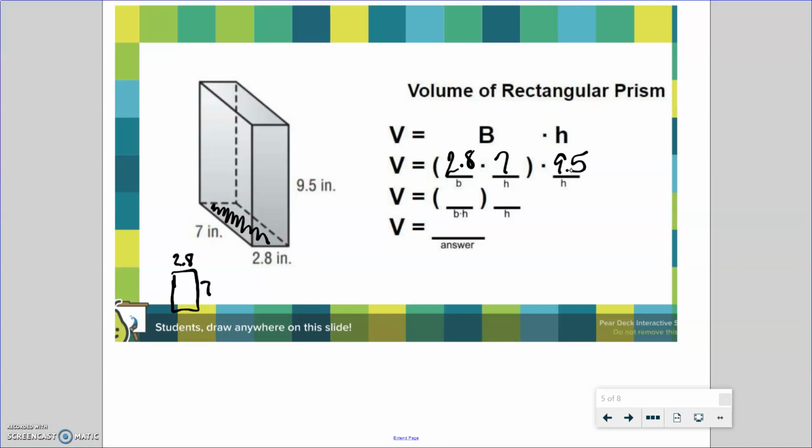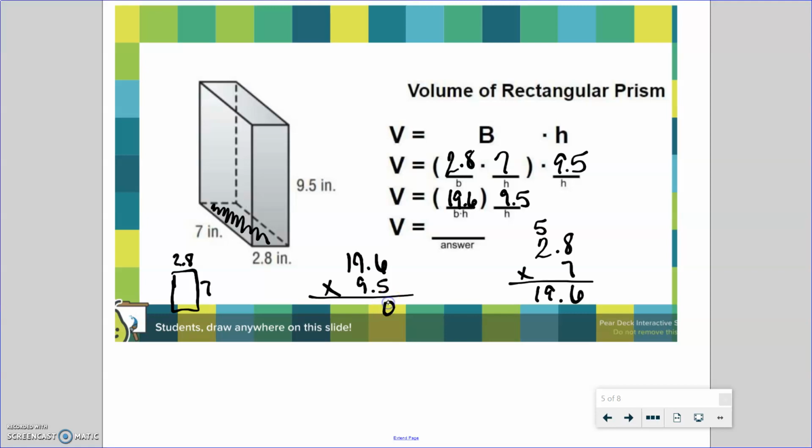So first, I'm going to do 2.8 times 7. 7 times 8 gives us 56. 14, 19. Have one number behind the decimal, one number behind the decimal. So that gives us 19.6 times 9.5. So then now I'm going to do 19.6 times 9.5.